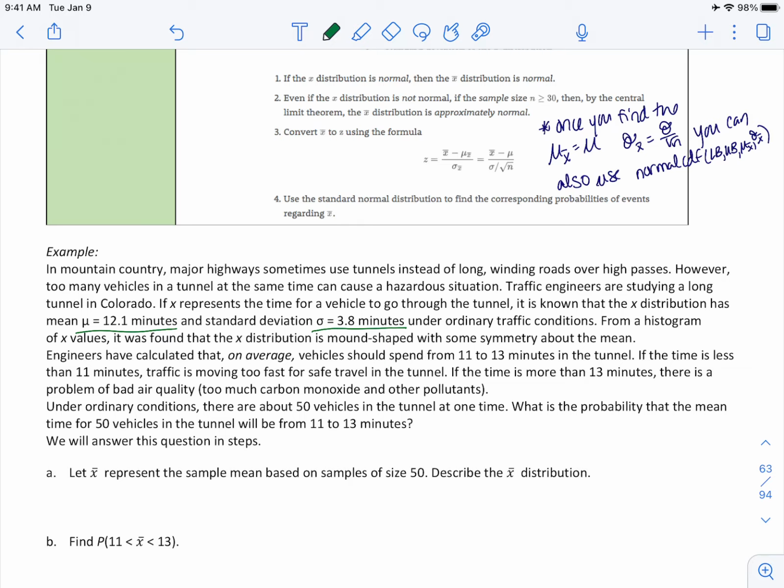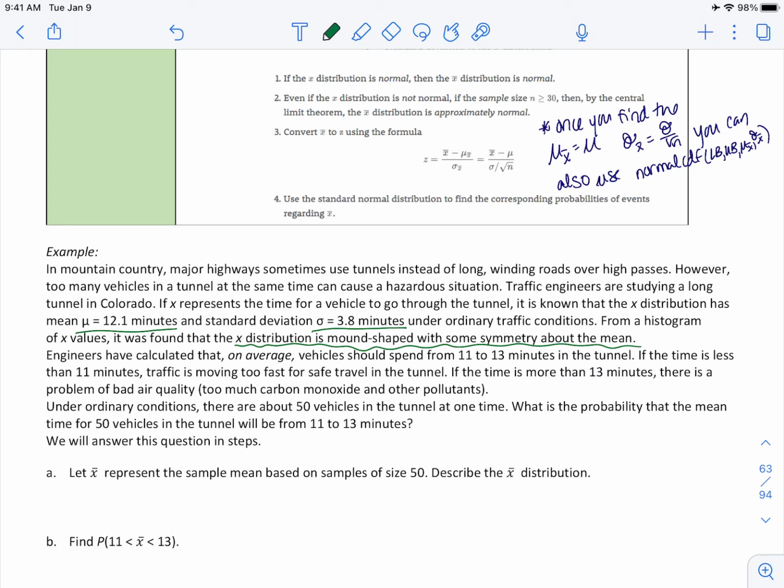From a histogram of X values, it was found that the X distribution is mound-shaped with some symmetry about the mean. So basically, we know that it could be approximately normal because it's mound-shaped with some symmetry. Engineers have calculated that on average, vehicles should spend from 10 to 13 minutes in the tunnel. If the time is less than 11 minutes, traffic is moving too fast for safe travel in the tunnel. If the time is more than 13 minutes, there is a problem of bad air quality or too much carbon monoxide and other pollutants. Under ordinary conditions, there are about 50 vehicles in the tunnel at one time.